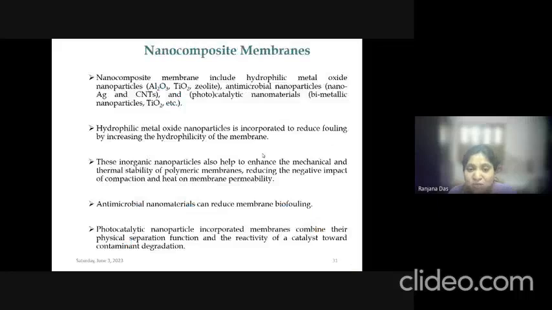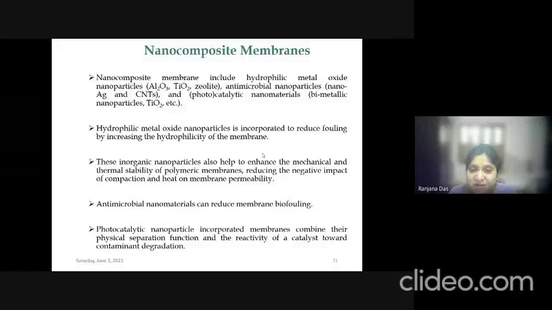Then the nanocomposite membrane, that is, membrane modification with nanomaterials. Not only the nanofiber membrane, but other polymeric membranes or even ceramic membranes can also be modified with some nanomaterials.